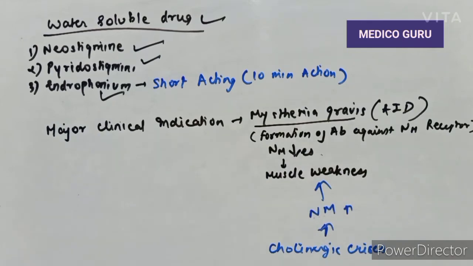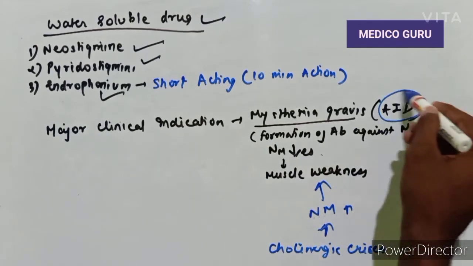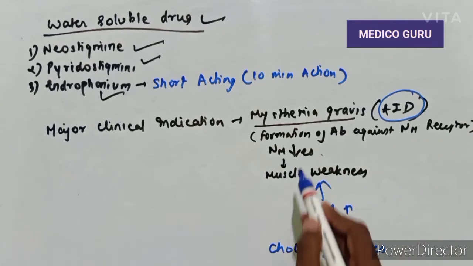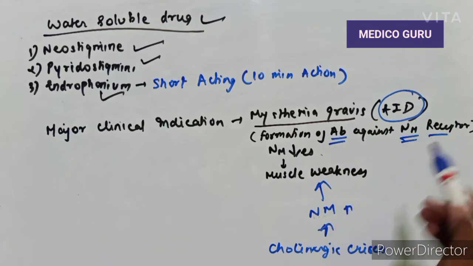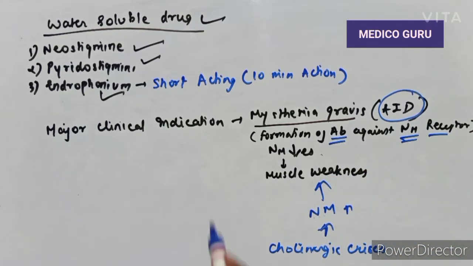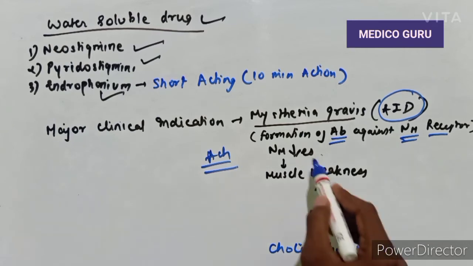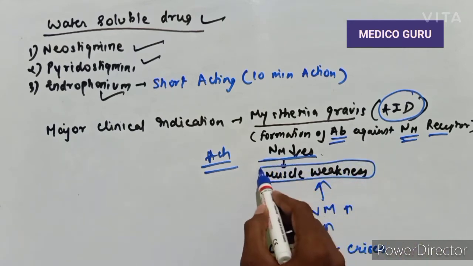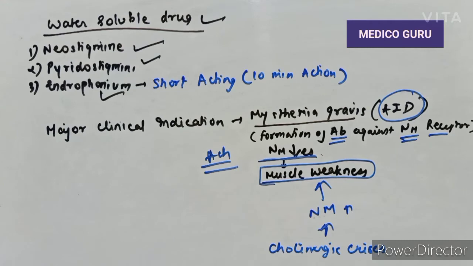Okay, what is myasthenia gravis? It is an autoimmune disorder in which antibodies form against the NM receptor. So acetylcholine cannot stimulate the NM receptor because in myasthenia gravis, antibodies form and attach to the NM receptor, so NM receptor activity decreases. If NM receptor activity decreases, it leads to muscle weakness. So in myasthenia gravis, muscle weakness will occur.